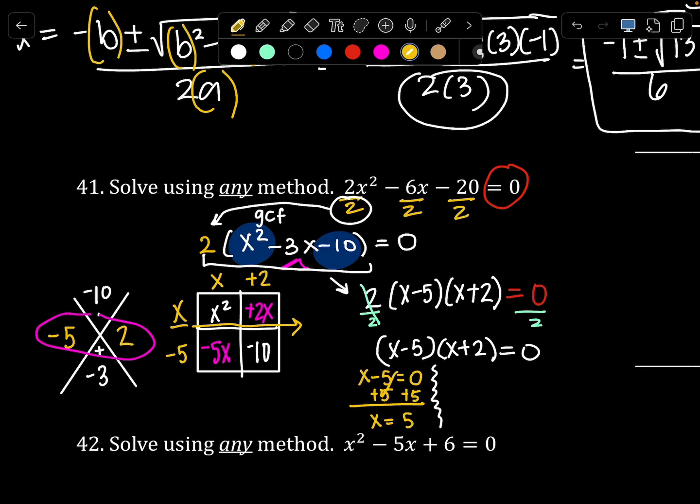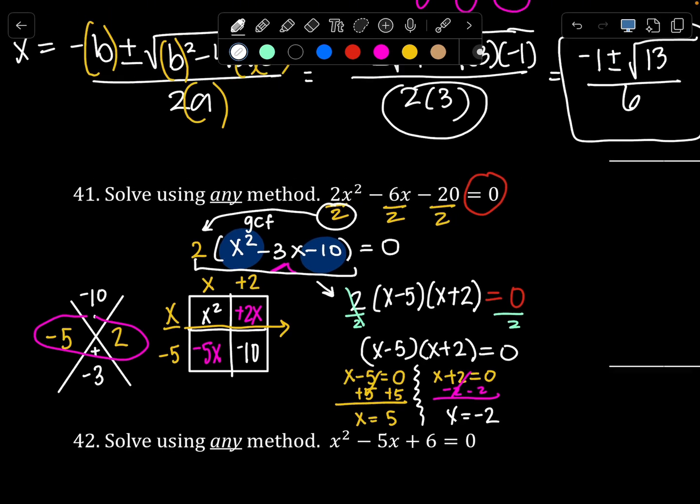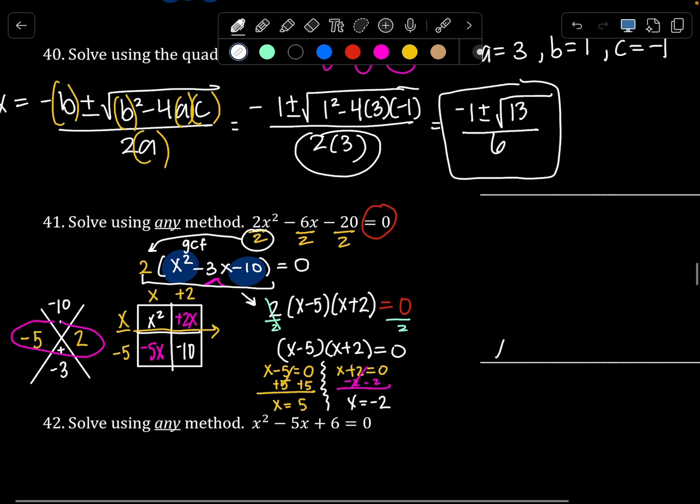X equals 5. And then what about the other x value? Okay, x plus 2, we want that to equal 0. Well, I'm going to do the opposite operation. And we know that x equals negative 2 makes that second parenthesis group 0. Therefore, those are your two x-intercepts: x equals 5 and x equals negative 2.